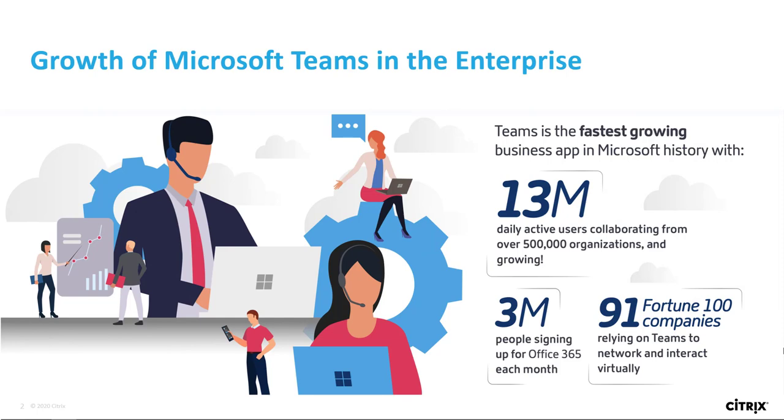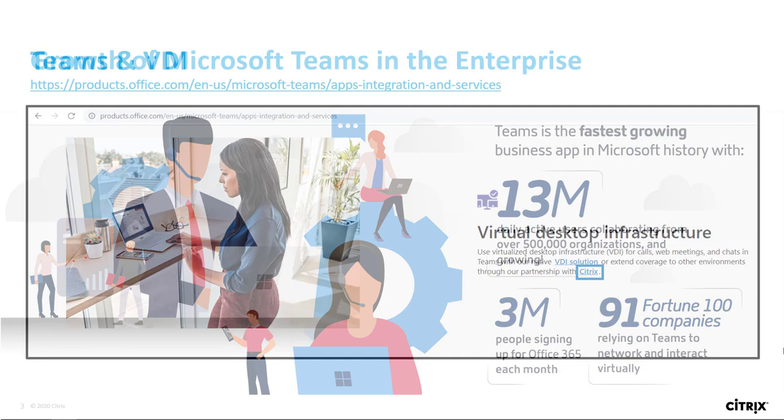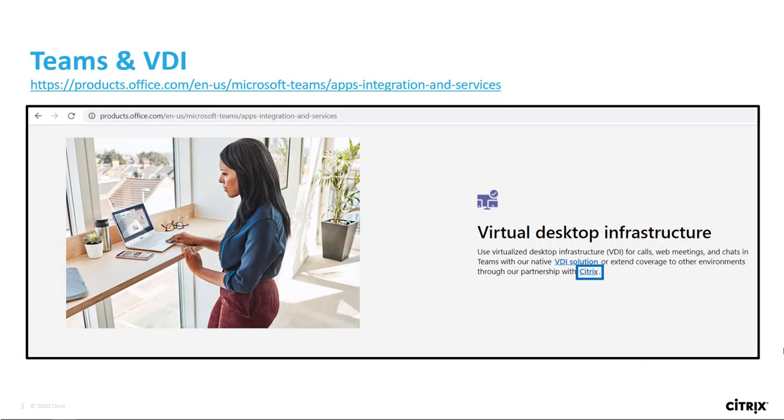Microsoft recently reported that Teams is their fastest growing business app in their history, with 13 million daily active users across 500,000 companies. Through the Microsoft and Citrix partnership, the Teams app is built to run on Citrix virtualization technology. Here you see a Microsoft site that provides an overview.